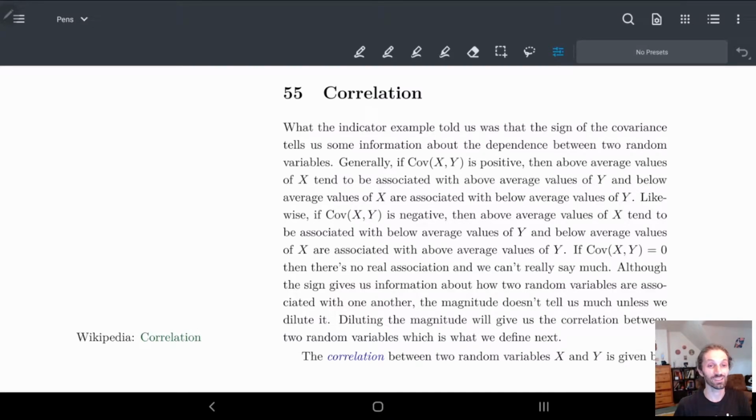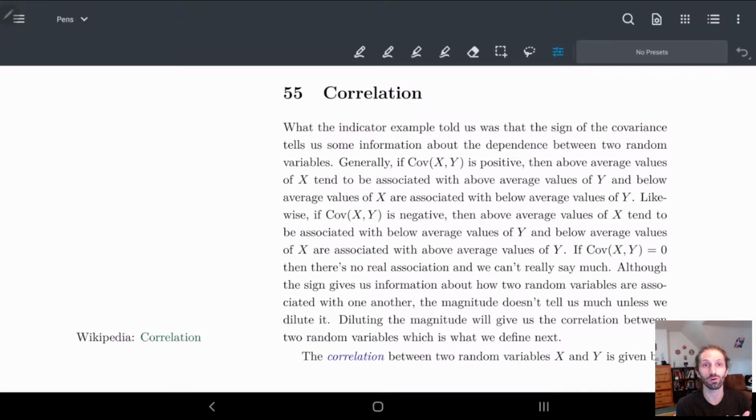Hi. So up next, we're going to be looking at correlation. What we saw with the indicator example was that the sign of the covariance actually tells us a lot of information about the dependency between two random variables.